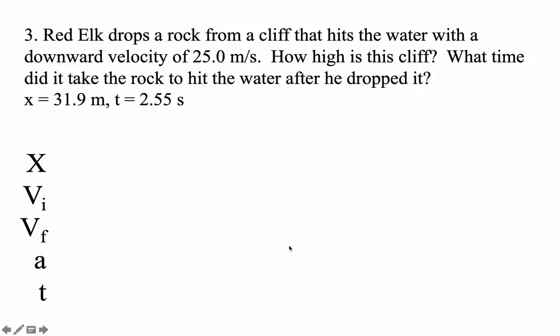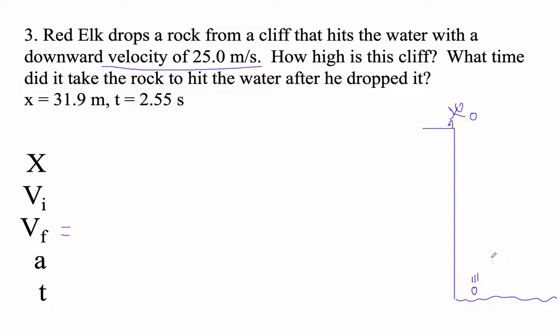Red Elk drops a rock from a cliff that hits the water with a downward velocity of 25 meters per second. So here's Red Elk on top of the cliff. Let's draw a picture. Red Elk drops a rock down, it hits the water, right? When it hits the water, it's going down at 25 meters per second. So the final velocity is negative 25.0, right?